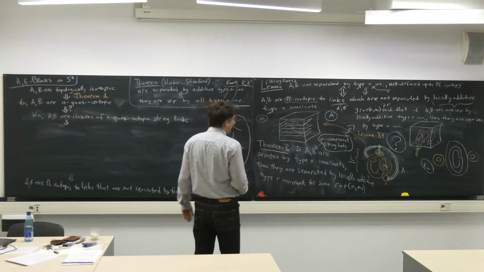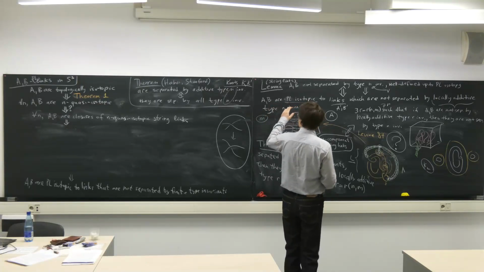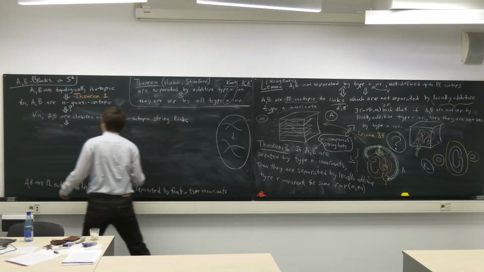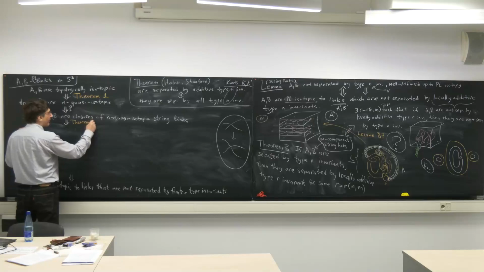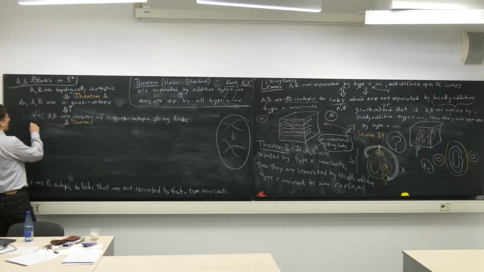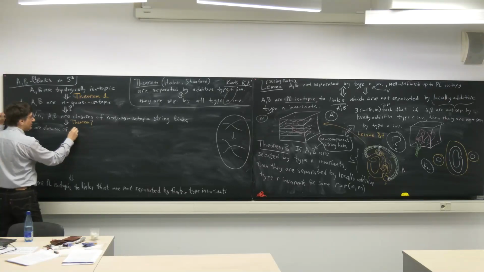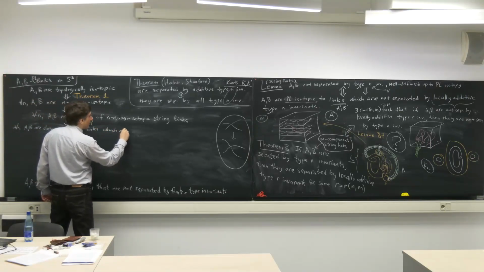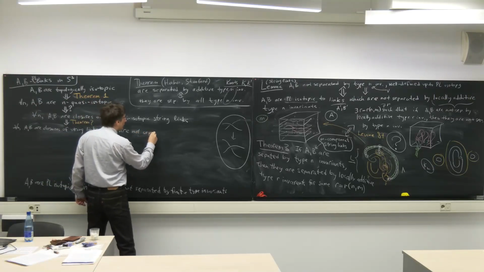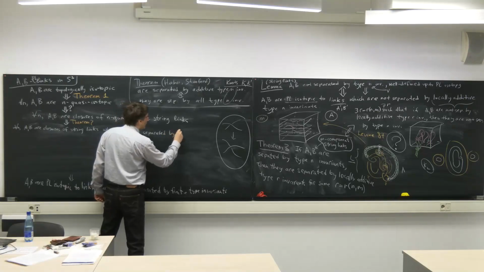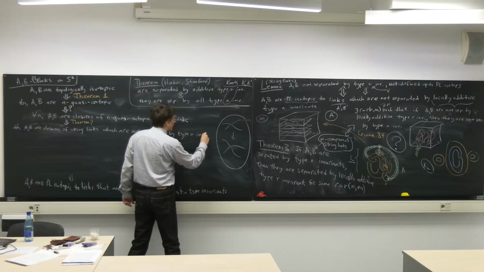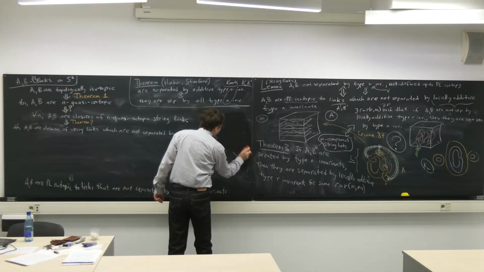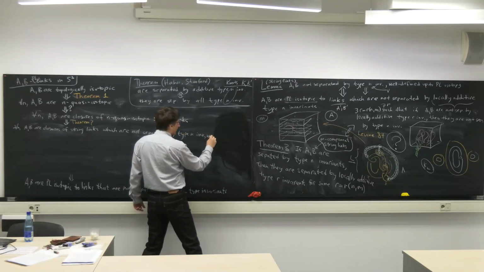Then I think I'm applying theorem 2. And I get that for all n, A and B are closures of string links which are not separated by type n invariants, well defined up to PL isotopy.